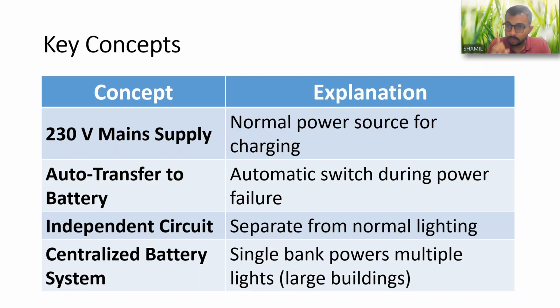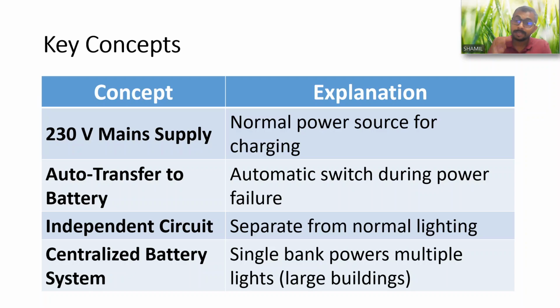So we have discussed the 230 volt main power supply, which is used during normal condition. Then we discussed the auto transfer to the battery during a power failure, and then we discussed drawing a separate independent circuit for the emergency light. It will be separate from the normal lighting.